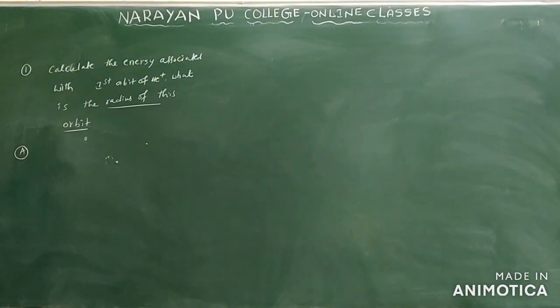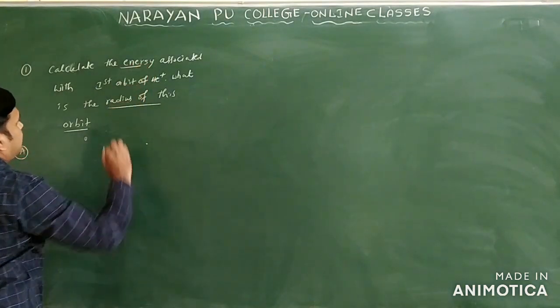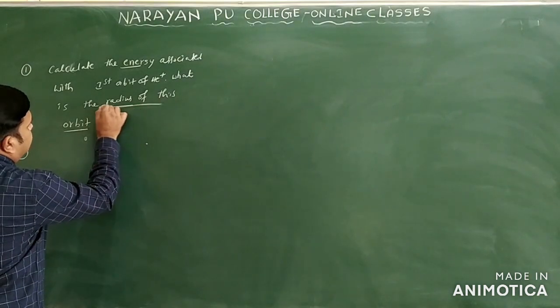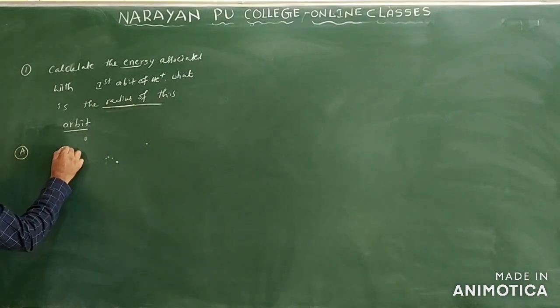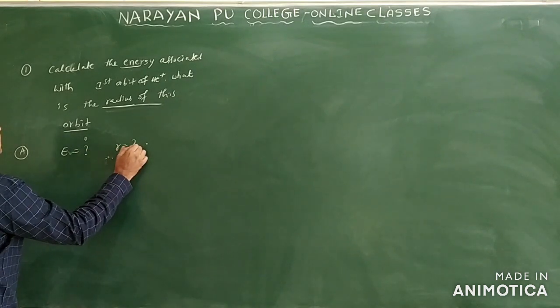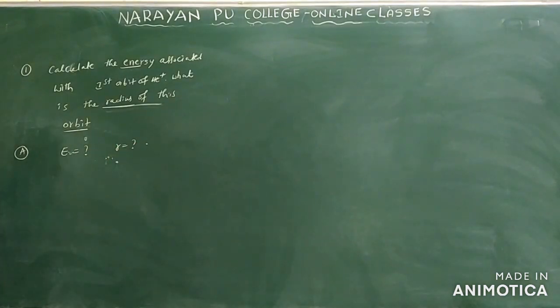So the question we have: calculate the energy associated with the first orbit of He plus, and the radius of this orbit only. They are asking first the energy, and the next one they are asking is the radius of the orbit only.